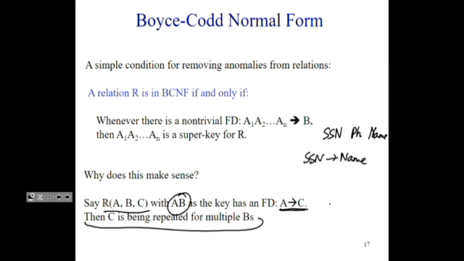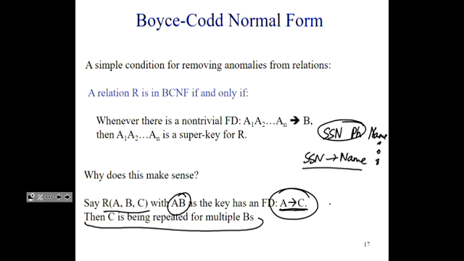And SSN plus phone number is a key for this relation because a person can have multiple phone numbers. But because of this functional dependency A implies C, or SSN implies name, the same name is being repeated multiple times for each phone number, right? And this could lead to various anomalies later on. There is redundancy, there are update anomalies, there are deletion anomalies. These are the 3 anomalies that we had seen earlier, right? So because of the redundancy, this could lead to anomalies.